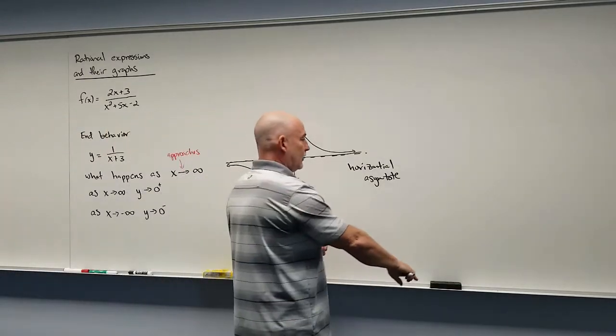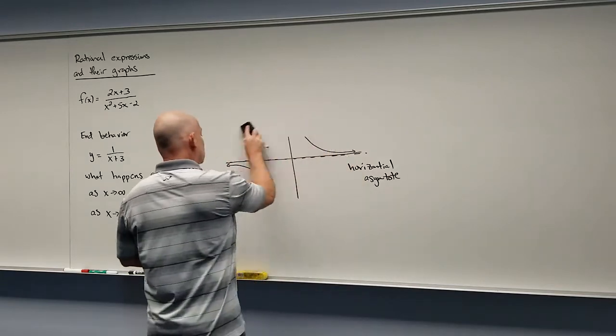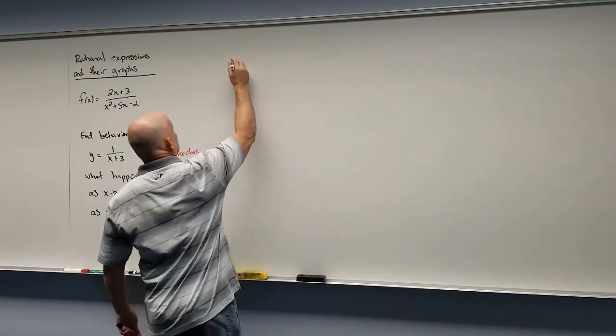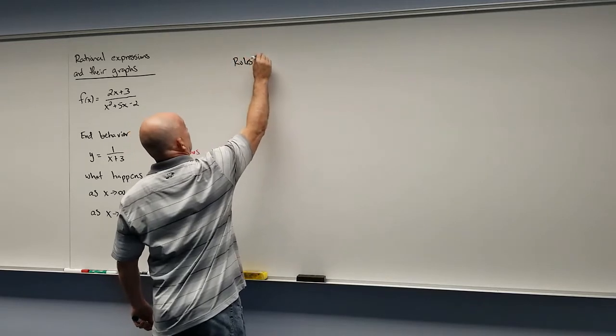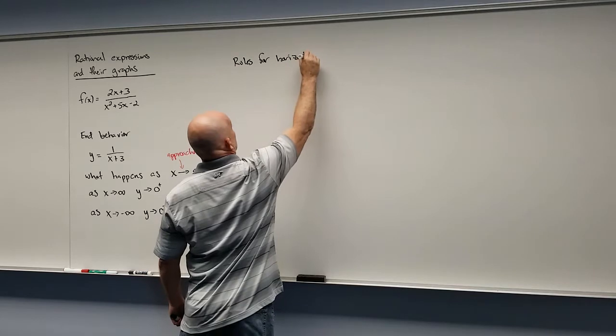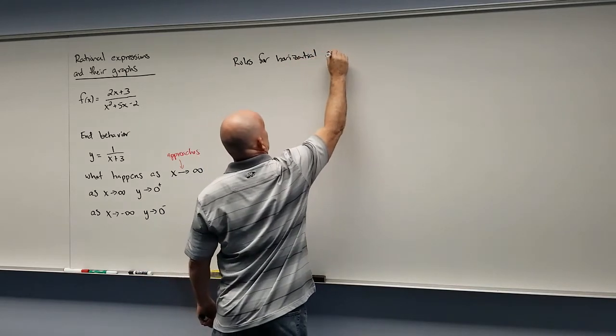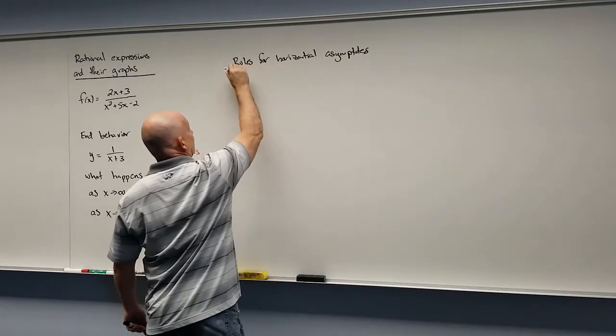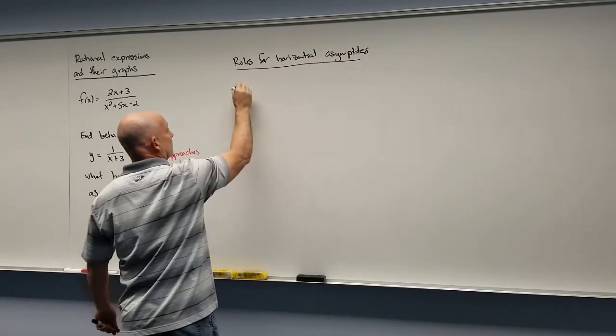The good news for us in a class like this is we actually just have a set of rules. So our rules for horizontal asymptotes are this. Now this is going to start out scary looking, but here's the idea.